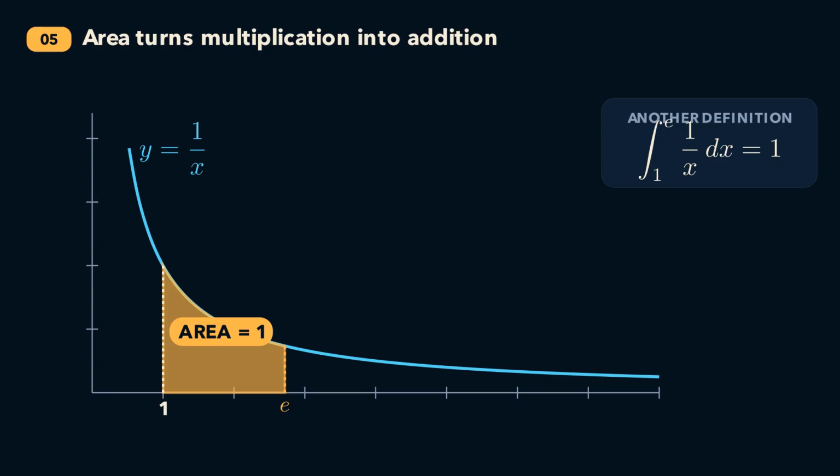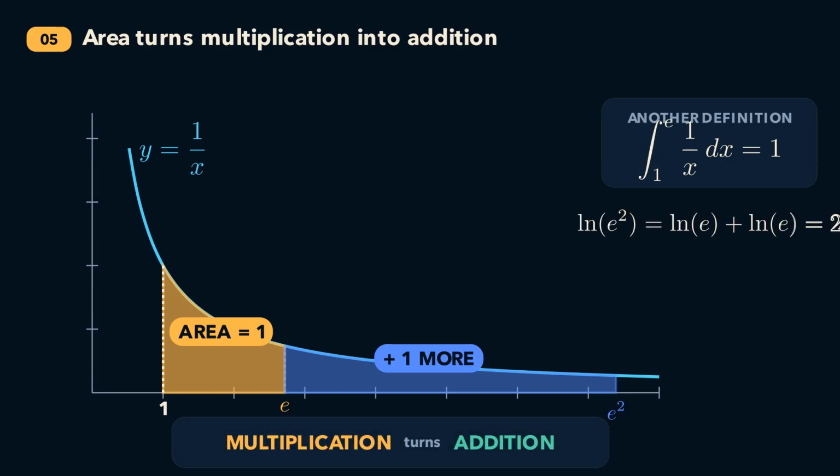Why does this connect to growth? Because equal areas under 1 over x correspond to equal multiplication factors along the x-axis. Moving from 1 to e adds 1 unit of area. Moving from e to e squared adds 1 more. Area turns multiplication into addition. That area is the natural logarithm, and e is its natural unit. The growth picture and the area picture are two views of the same structure.